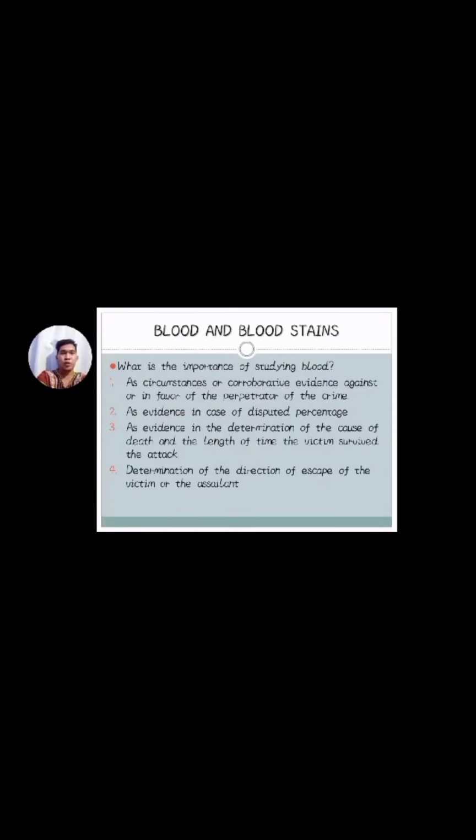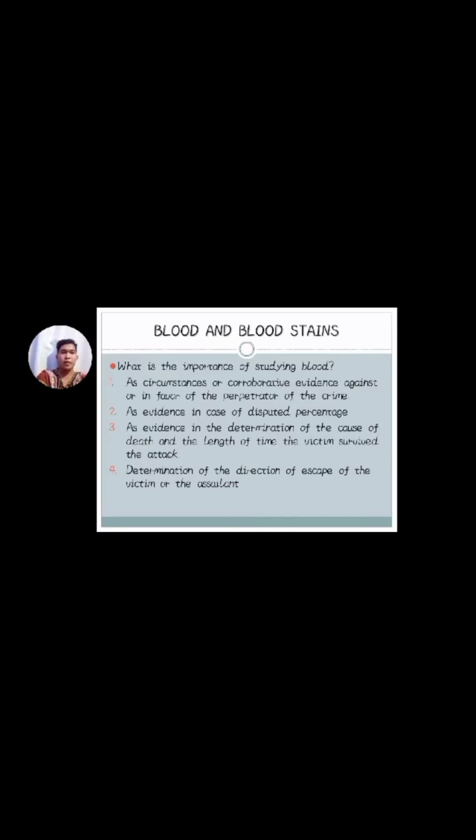What is the importance of studying blood? So first, as circumstances or corroborative evidence against or in favor of the perpetrator of the crime. Mag-base gyapon ang blood kung gamiton nila as evidence against the suspect or perpetrator. So the second is as evidence in case of disputed percentage. So mas taas og percentage ang blood para ma-resolve ang crime.